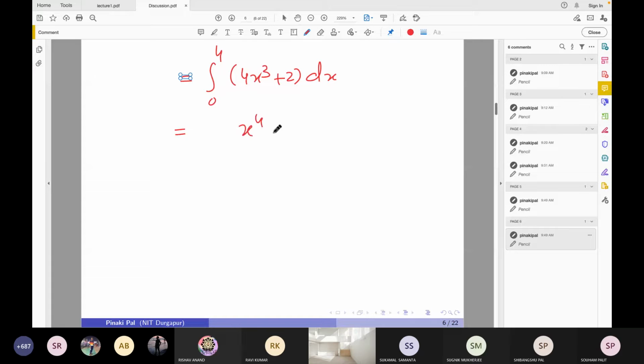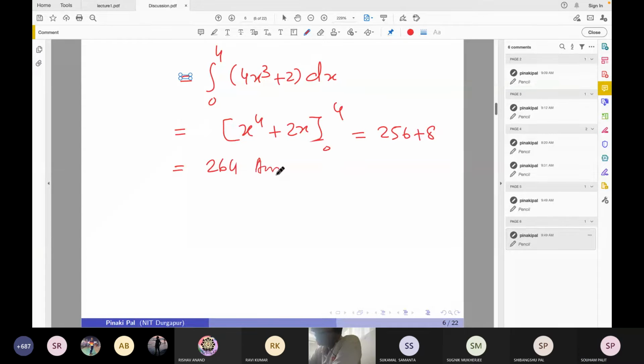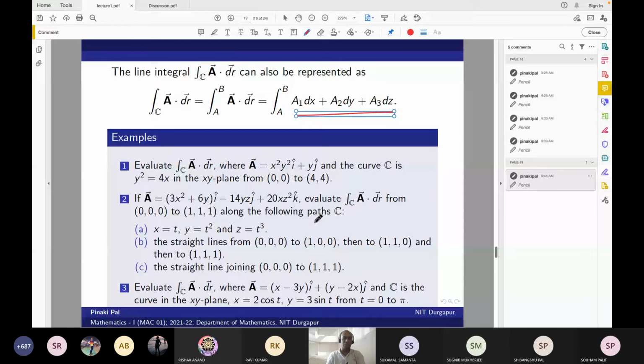x to the power 4 plus 2x, from 0 to 4, and it turns out to be equal to 16 into 16, 256, plus 8, 264. That is the answer. Okay, so the first problem was quite simple. Now you consider the second problem.